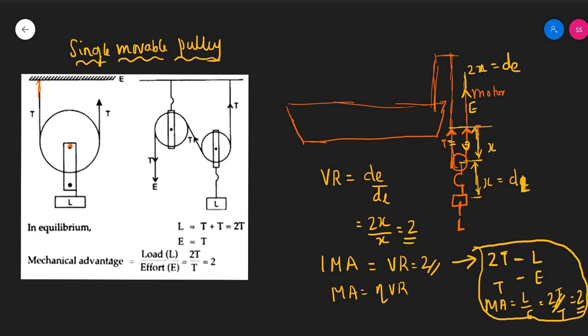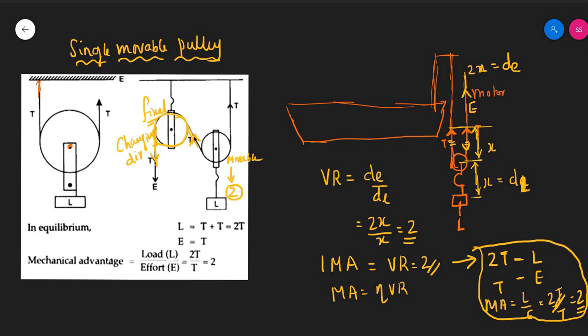Well, if you want to change the direction of the effort that you are putting in, then you can add a single fixed pulley along with this combination. So this is movable, and this is your fixed pulley. This is used for changing direction, and this single movable pulley gives a mechanical advantage of 2.